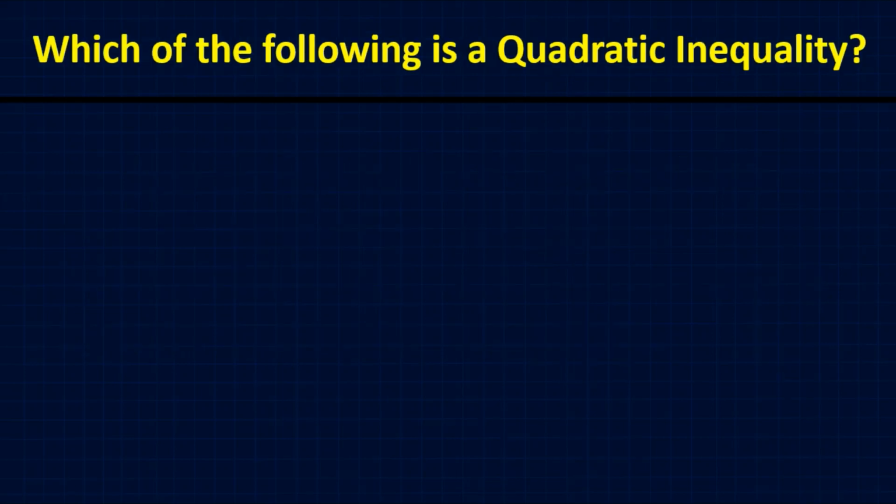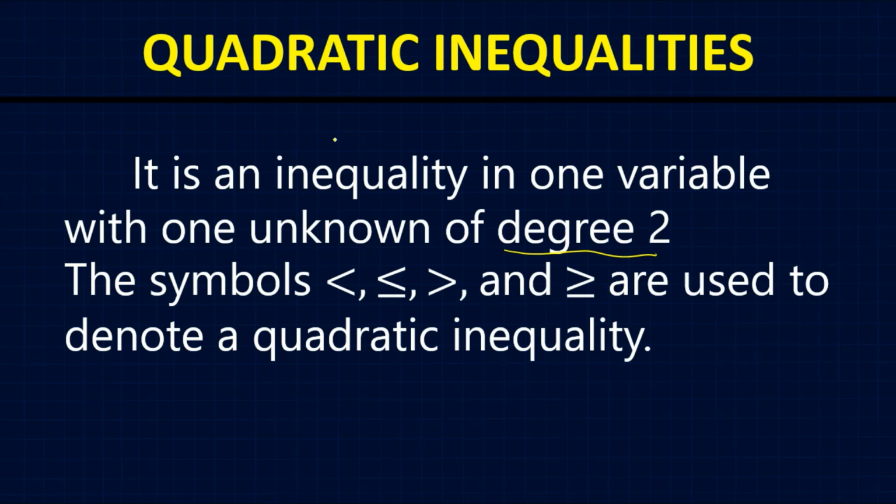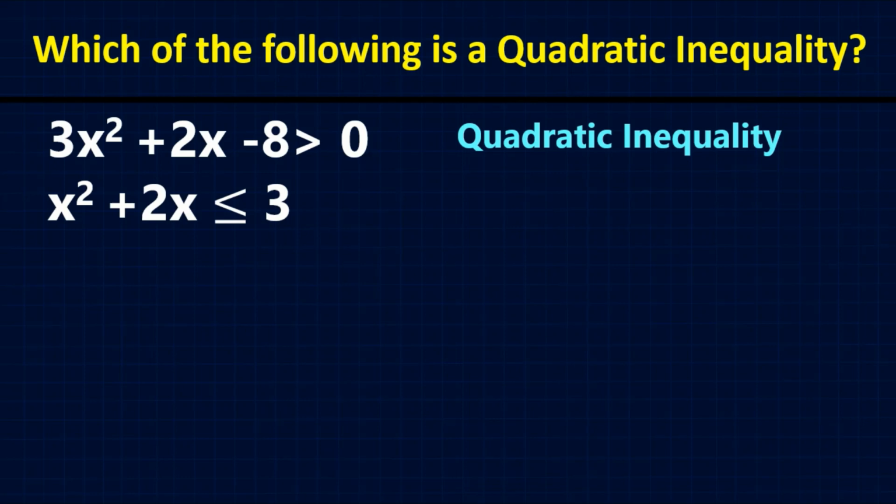Which of the following is a quadratic inequality? We have 3x squared plus 2x minus 8 greater than 0. Obviously, this is a quadratic inequality, because based on the definition of the quadratic inequality, we have one variable, it has degree of 2, and there is an inequality symbol, which is greater than. And then we have x squared plus 2x less than or equal to 3. Obviously, this is a quadratic inequality.